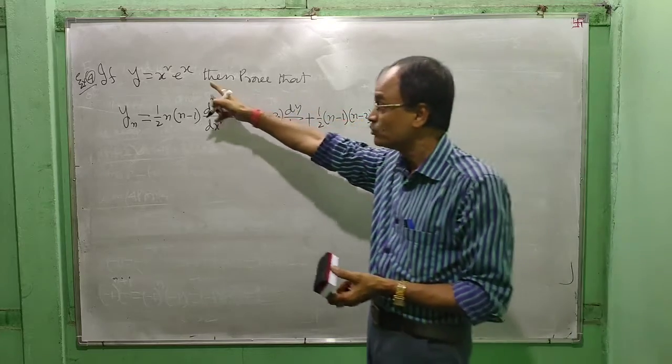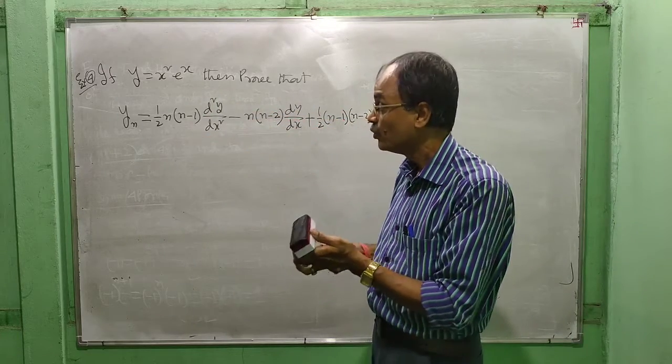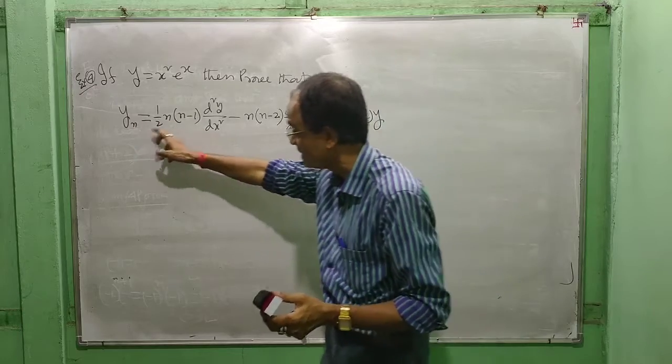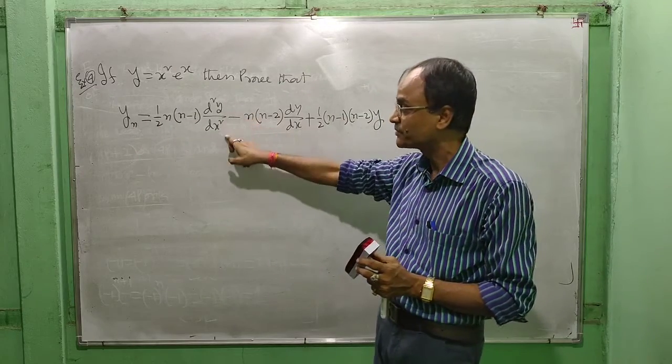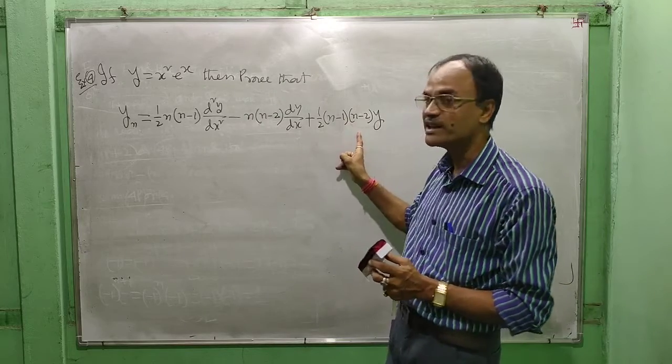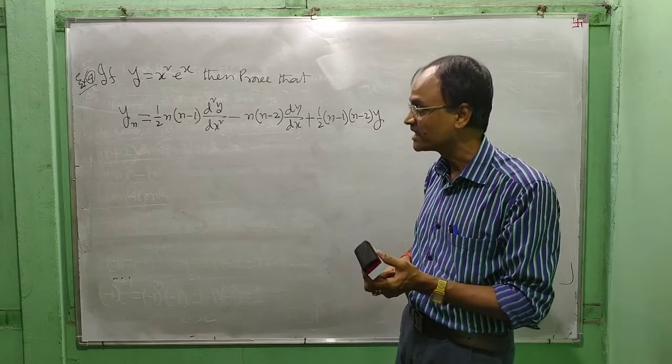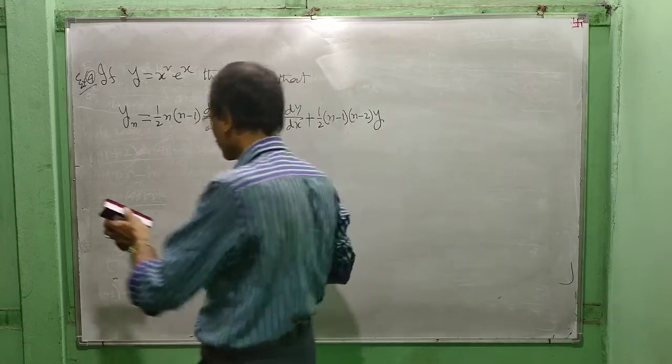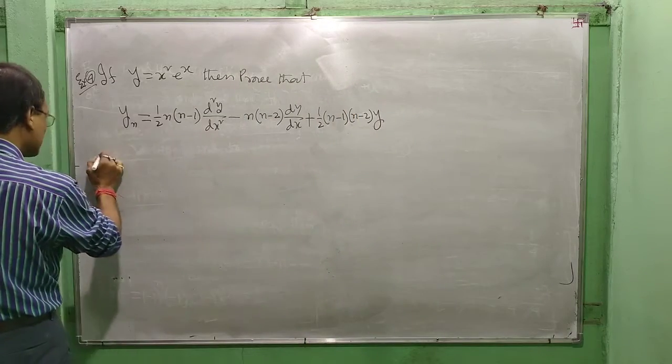y is equal to x square e to the power x. We have to show that y_n can be expressed in terms of the first and second derivatives of y and y itself. Very easy. Let us try to solve this problem. Solution.